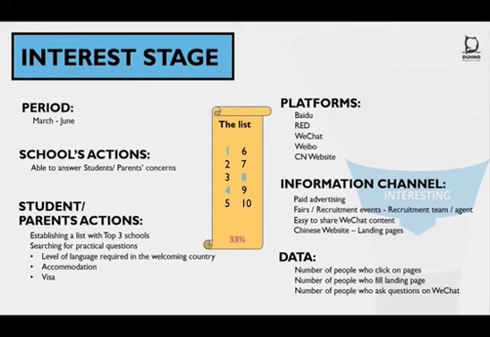In terms of data, what are we looking at that level? I would say the number of people who click on the page. So here we start to have a level of engagement. The number of people who are filling up the landing pages, so sharing some information with you, and the people that are engaging on the social media, and at this stage it's mainly WeChat, asking questions. So those people, you can start to have a level of engagement, and this is where you will understand that they have an interest in your school.